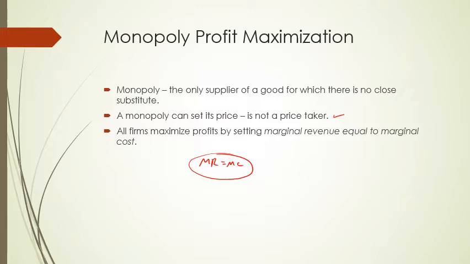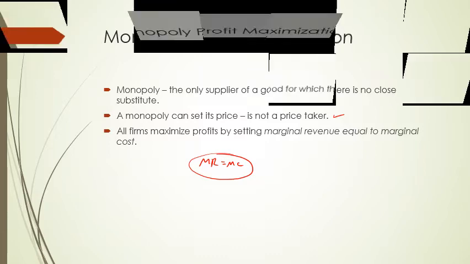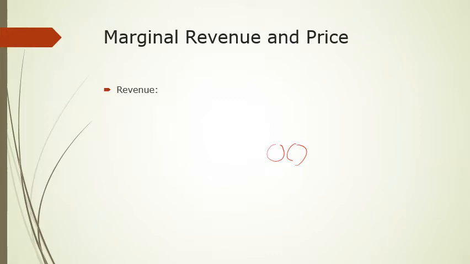All right, so remember, a monopoly can set its price. It's not a price taker. And all firms maximize profits by setting marginal revenue equal to marginal cost. Remember that that was also the profit maximizing rule under perfect competition. All right, so marginal revenue and price.